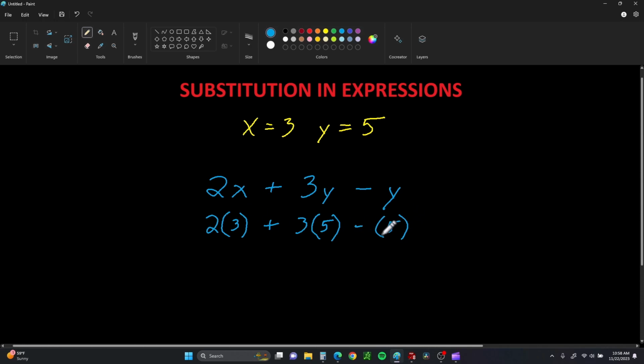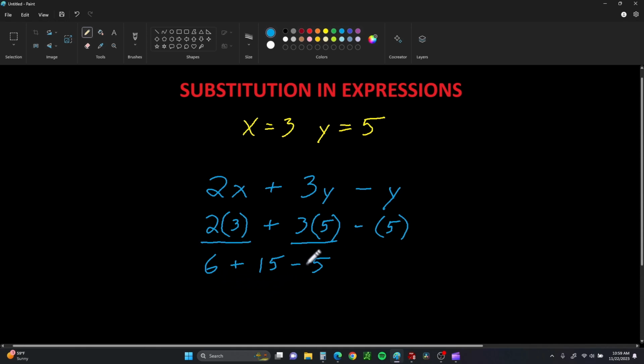Now I'm going to go left to right, which is the main rule in algebra. And I'm going to do this one first. 2 times 3 is 6. I bring down the plus, and I have 3 times 5 is 15. And then I bring down the minus, and there's nothing around this 5, so I don't need the parentheses. I can just bring it down.